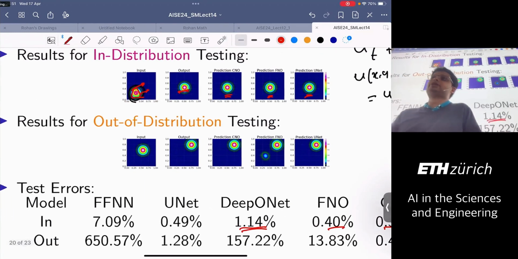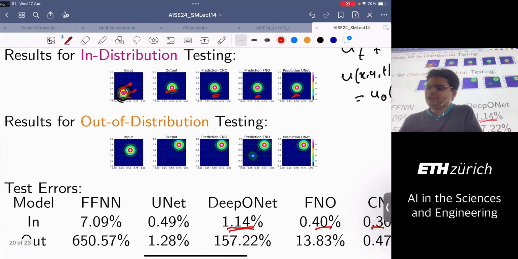But now, the challenge here is out of distribution. So out of distribution, what happens is, during the training, it always sees the initial location of the bump in this corner, in the bottom left. Now what I do is that I keep the same sort of problem, but I simply translate the bump to the top right. Okay? And when I translate the bump to the top right, of course, this is just an advection, so it will just go there. All that is happening is essentially a translation, right?